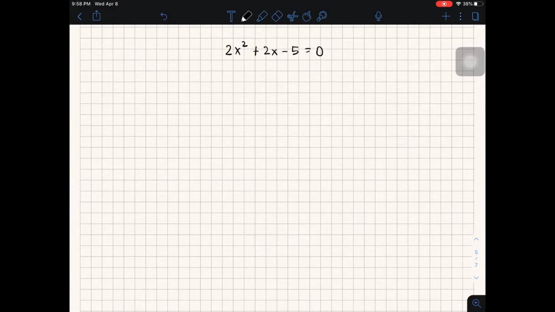Now, for example number 2, we have 2x squared plus 2x minus 5 is equal to 0. As you can see, this quadratic equation is already in standard form. So, basically, pwede nyo na kunin yung value ng a, which is 2. Yung b na natin is 2. Your c is negative 5.